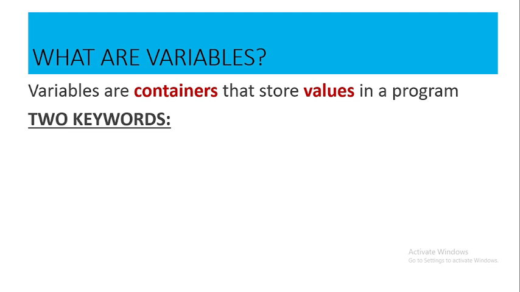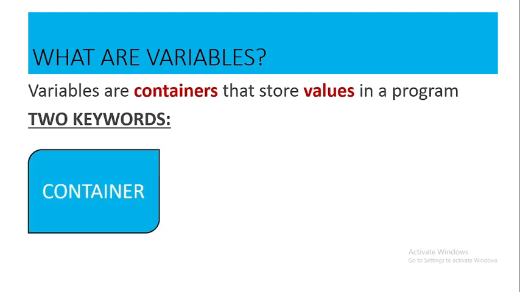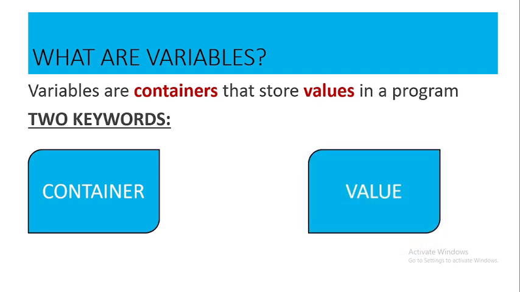So when you look at this definition, we have two keywords. We have container, and then we have the other keyword, value. It is the value that we put into the container that we create. The container that we create is what is termed as a variable. And the data that we put into the container is what we are referring to as a value. So we put a value into a container.